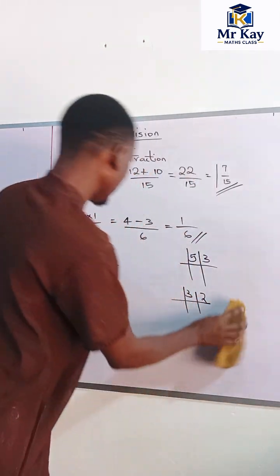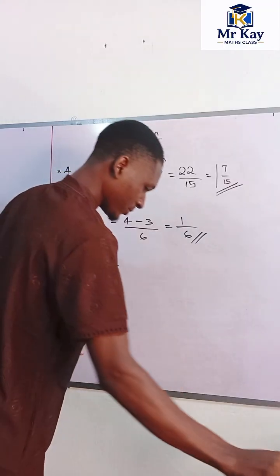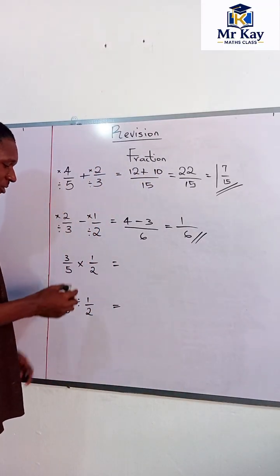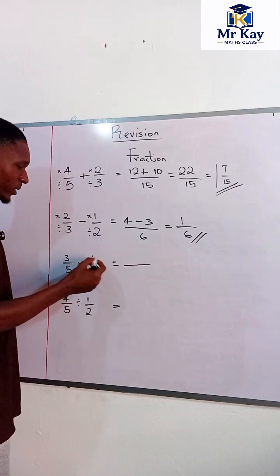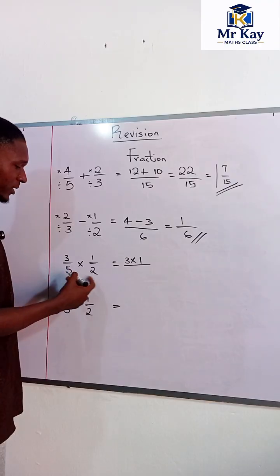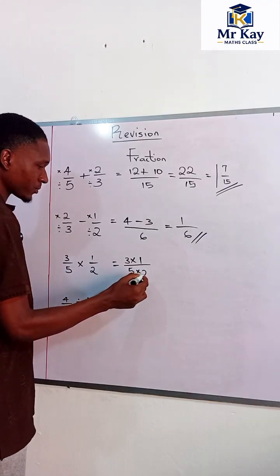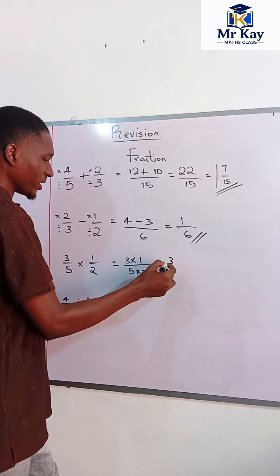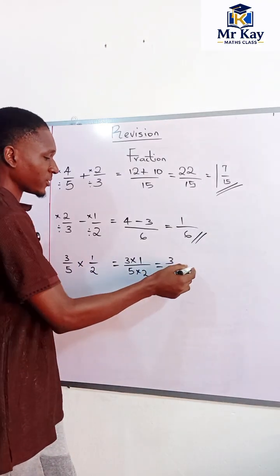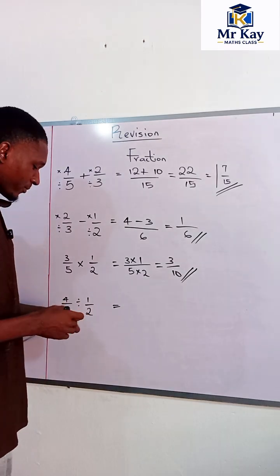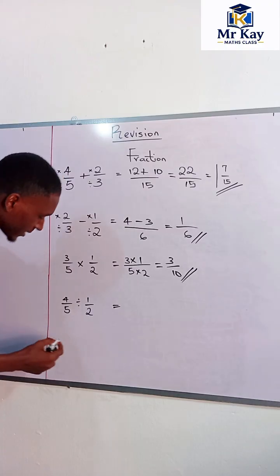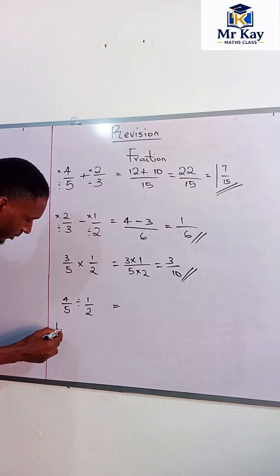Now let's look at the multiplication and the division. In the multiplication, it's very straightforward as I told you. You multiply the numerator by the numerator, that is 3 times 1, and the denominator by the denominator, which is 5 times 2. In this way, 3 times 1 gives you 3, and 5 times 2 gives you 10. And this is a fraction in its lowest term and is a proper fraction, therefore that is our answer. Very simple.